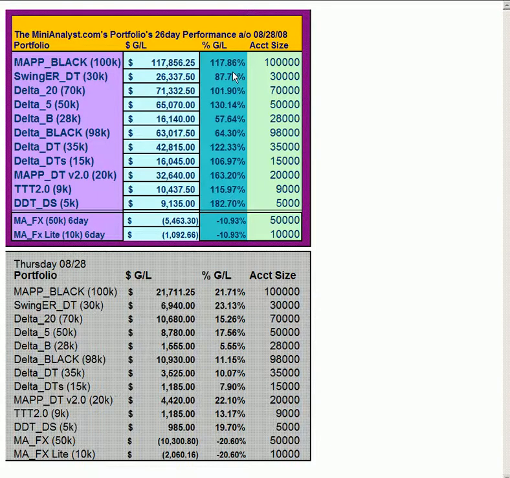And there you see an amazing performance with yesterday's 22% gain, capping off a 26-day return of 117.86%. The Dual Day Trader DS still outperforming everyone, approaching 200% return over the last 26 days.